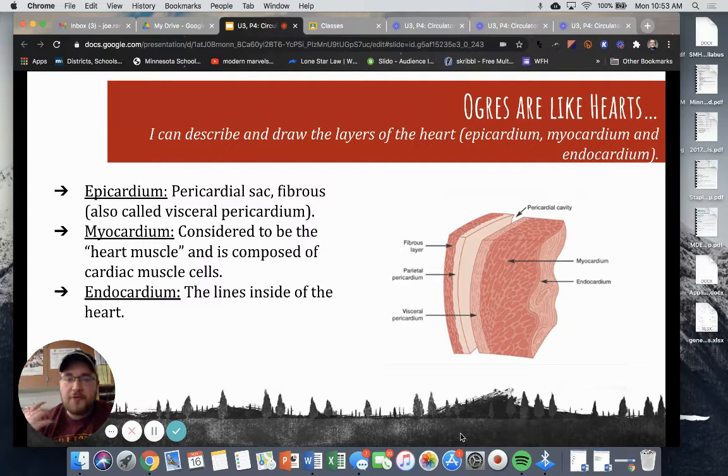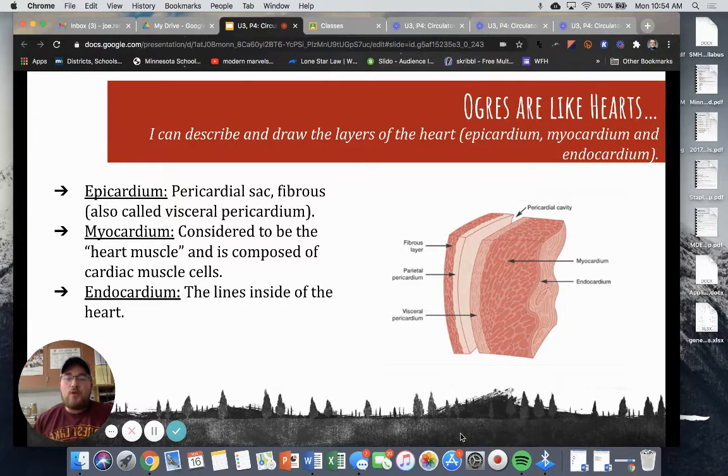We're going to learn about the three different layers of the heart. Ogres are like onions. Nah, ogres are like hearts. They have specific layers, right? So epicardium is the pericardial sac, and it's fibrous. It's also called the visceral pericardium, okay? The epicardium, epi means on top. Epi, like your epidermis. Epi is on the top. So epi is the outside layer of the heart.